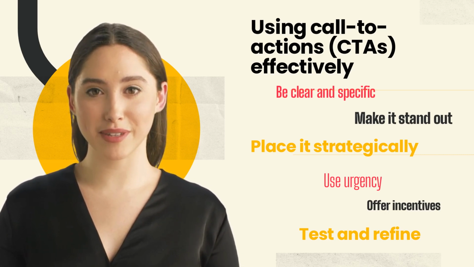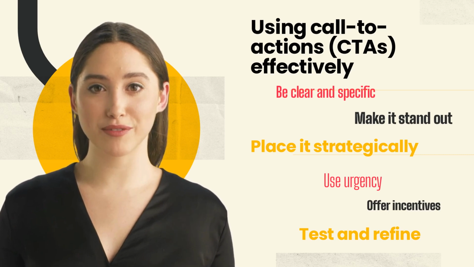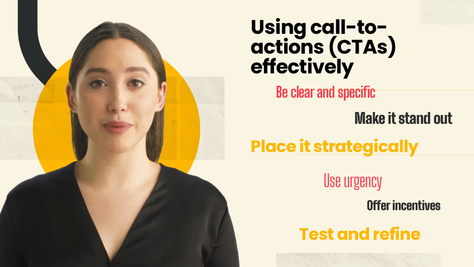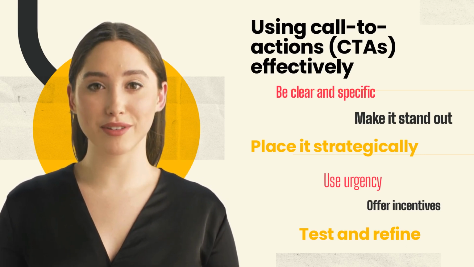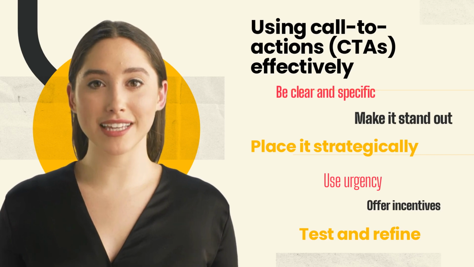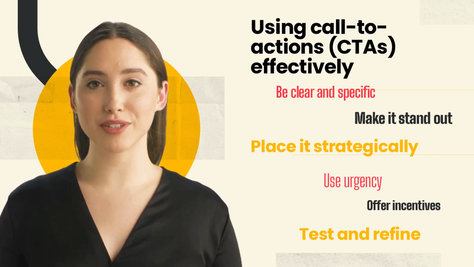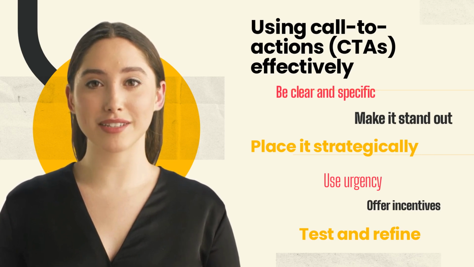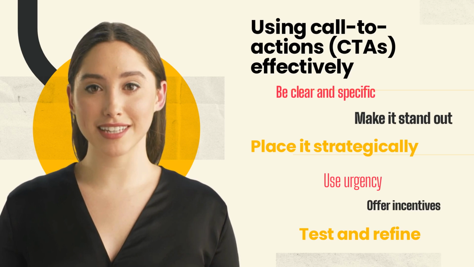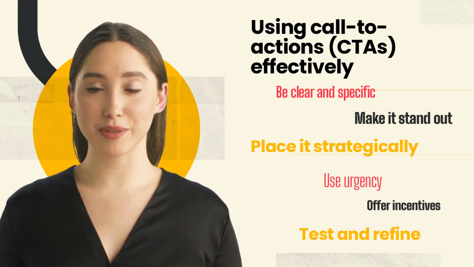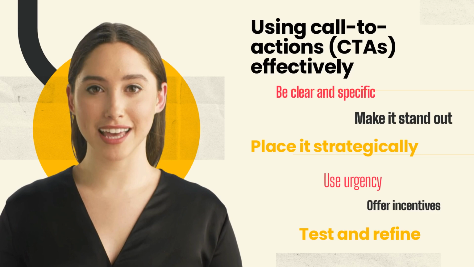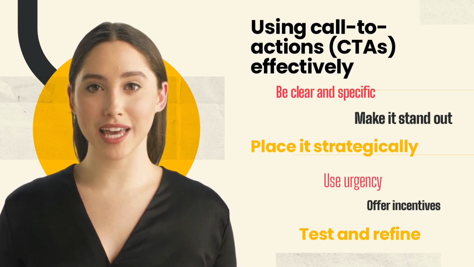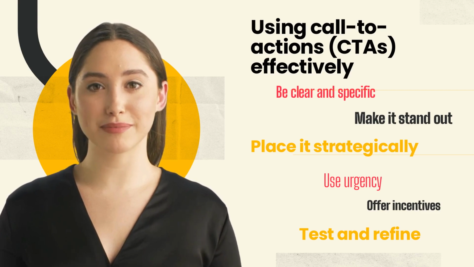Offer incentives. Offer incentives, such as a discount or free trial, to encourage your audience to take action. Make sure the incentive is relevant to the product or service you're promoting. Test and refine. Test different CTAs to see which ones are most effective in driving conversions. Refine your CTAs over time based on your results. Remember, the goal of your CTA is to encourage your audience to take action and make a purchase through your affiliate link. By using clear, specific, and visually appealing CTAs, you can increase the chances of your audience taking action and ultimately drive more conversions.